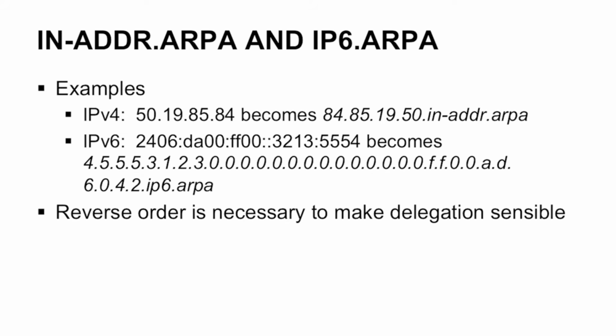To reverse map the IPv6 address 2406:DA00::FF00::3213:5554, which you see in the middle of the slide, you'd look up pointer records for, well, I won't read it to you, but it's right there, an enormous long string that starts 4555. Note that you have to expand the double colon in the IPv6 address, which is a shorthand for a string of zeros, into their explicit zero values. So you end up with an owner name that has a whopping 34 labels in it.